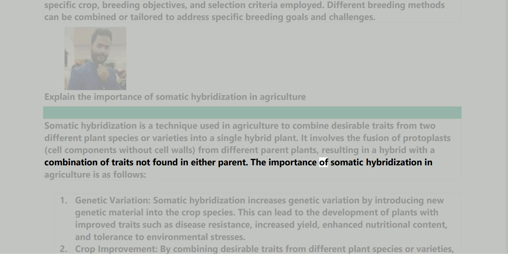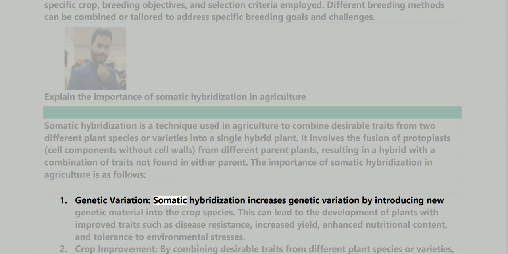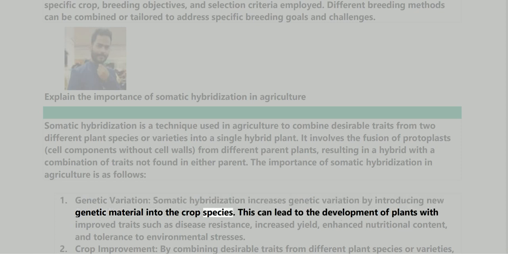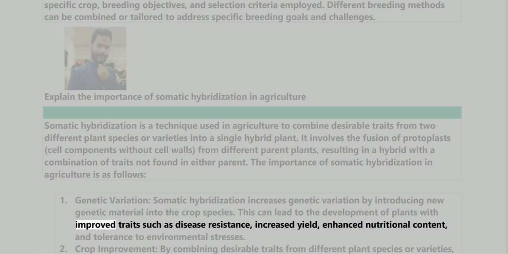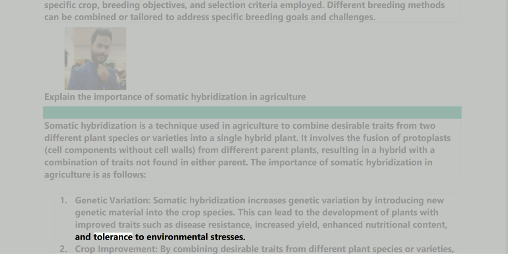The importance of somatic hybridization in agriculture is as follows. 1. Genetic variation. Somatic hybridization increases genetic variation by introducing new genetic material into the crop species. This can lead to the development of plants with improved traits such as disease resistance, increased yield, enhanced nutritional content, and tolerance to environmental stresses.